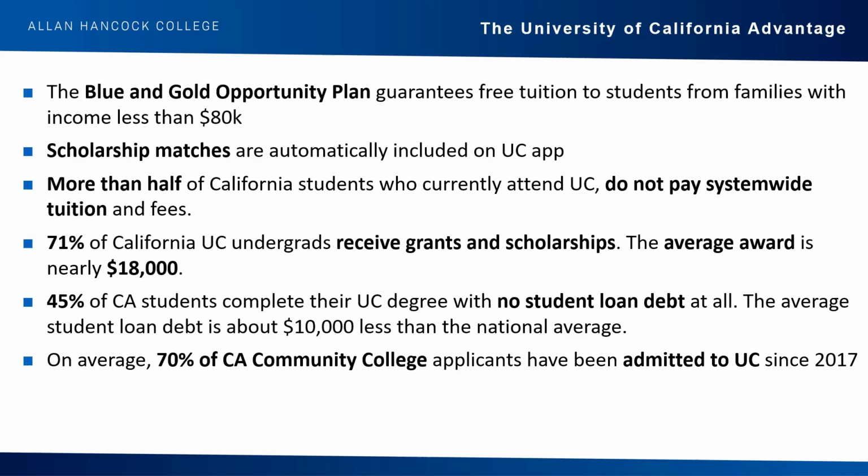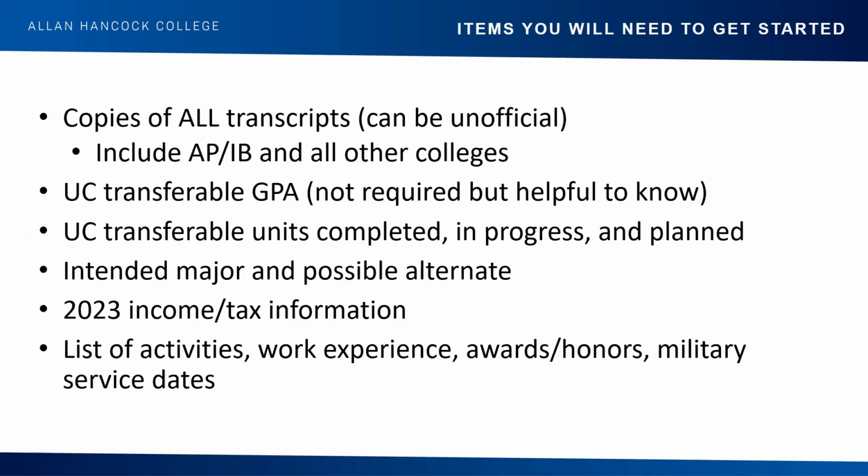On average, 70% of California community college applicants have been admitted to UCs since 2017. So they're doing better and better in offering admissions to transfer students, and 70% of students who apply and get in is a very significant achievement.